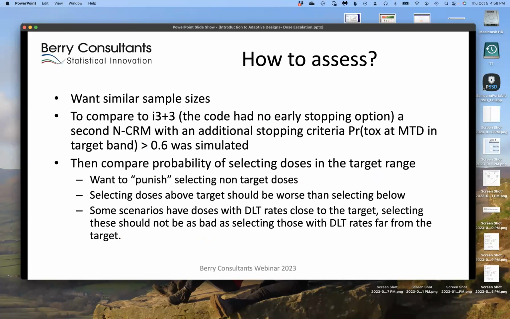So how do we compare these designs? So we've got quite a few operating characteristics. One of the things we want to do is to try to make sure they've all got stopping rules that give them roughly equal sample sizes. If one design ends up using a lot more patients, it will of course cost more and take longer. So its results are not really then directly comparable in terms of how well it's done to find the MTD. And annoyingly, the I3+3 code had no early stopping option.